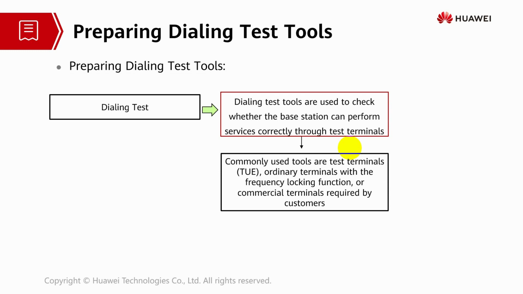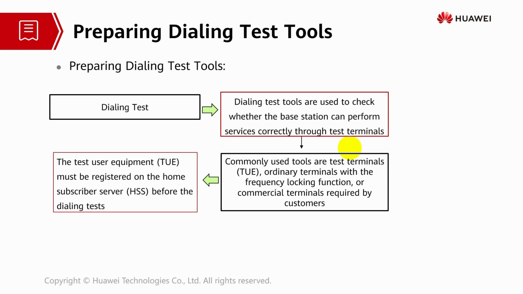Commonly we will use terminals like test user equipment in order to test whether there is any service impacted or not. The test user equipment has to be registered with the HSS server before the dialing test. So basically, we use test user equipment and have to make sure it has registered with the HSS server. This is to ensure that the base station can perform the services.